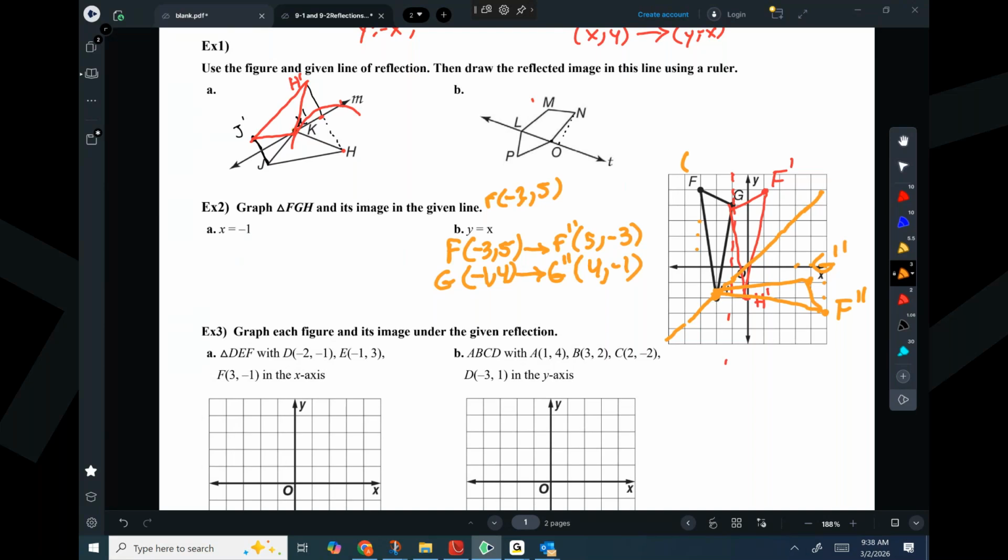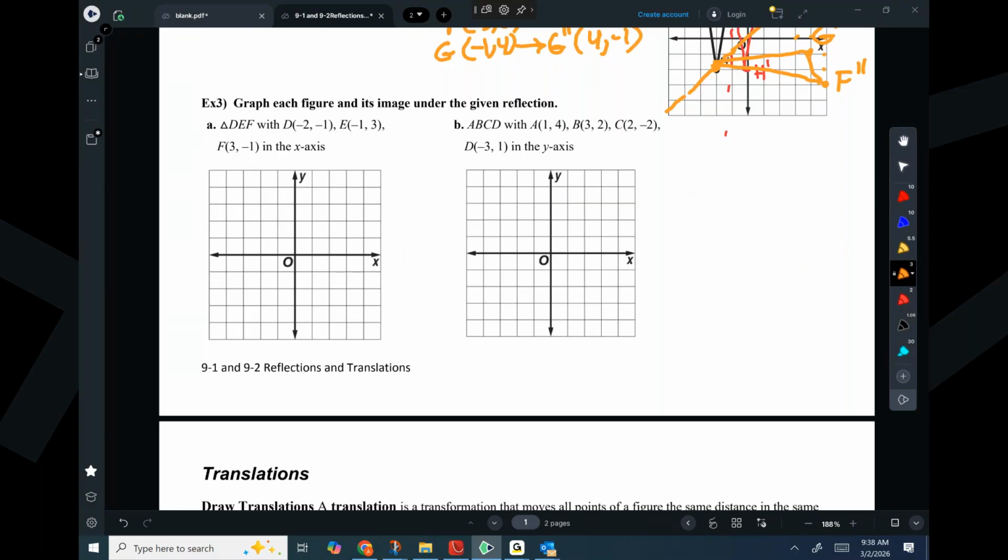All right, easy? All right, for this next section, we're going to do some reflections and stuff, but we're not going to do all 3 points. We're always just going to do the first 2. All right? All right, so let's graph this. D is at -2, -1. That's D. E is at -1, 3. That's E.